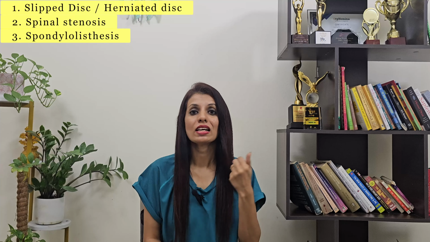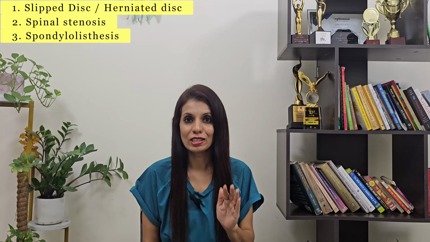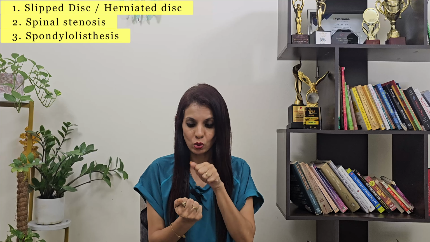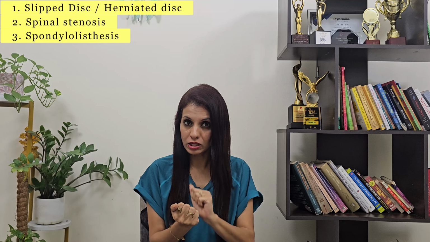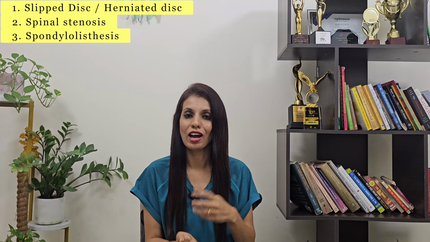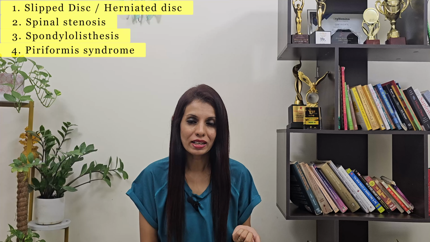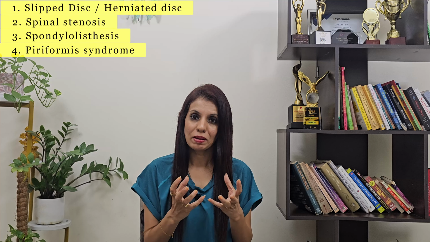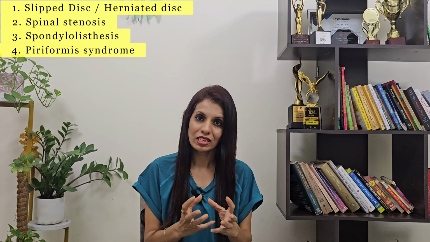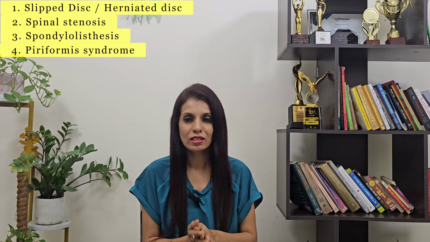Now, third is spondylolisthesis. It might sound a little complicated, but it's very easy to understand. There are 2 vertebrae. When one vertebra moves forward, it compresses the nerve. And the fourth condition is piriformis syndrome. Again, it sounds complicated, but it's easy to understand. There's a muscle known as the piriformis. When this piriformis muscle compresses the sciatic nerve, it inflames it, causing sciatica.